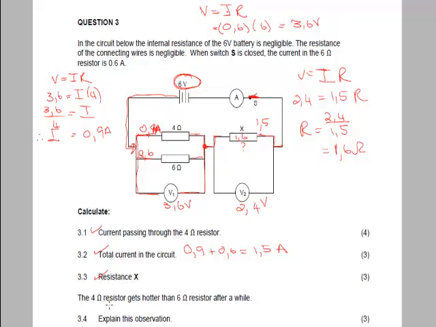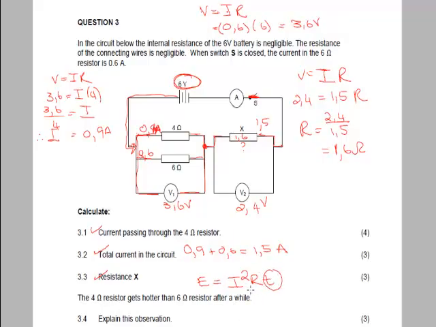Now it says the 4-ohm resistor gets hotter than the 6-ohm resistor after a while. Explain this. Think about this. Heat is to do with energy, and the 4-ohm resistor is going to get hotter. The equation for energy is I squared RT. We're assuming the time is the same for both resistors, so we can ignore it.